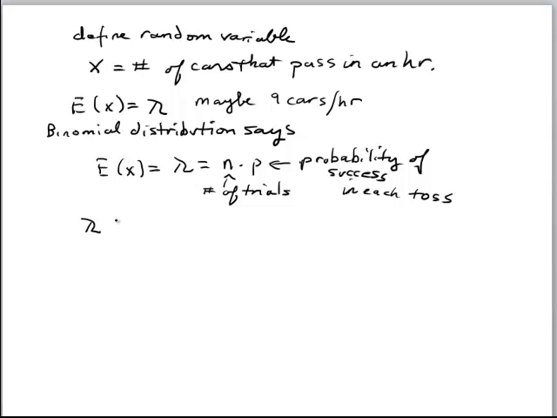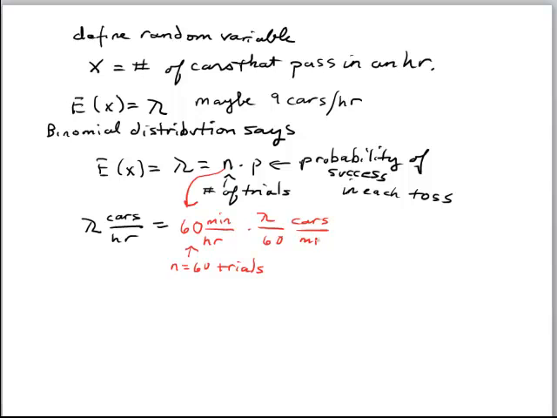So we can say lambda cars per hour is kind of like saying our n is 60, since we've got 60 minutes in an hour, and that's like saying we've got 60 trials. N is equal to 60 trials. And then we've got our p, and that is lambda over 60 cars per minute. So that is like our probability right there.